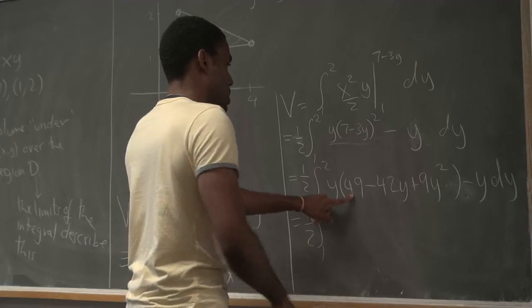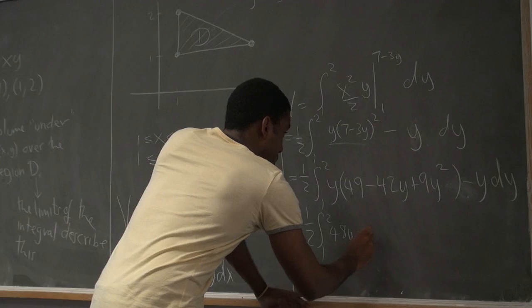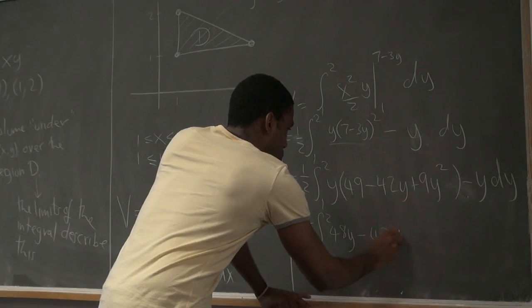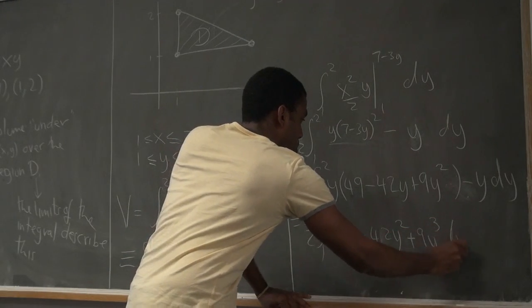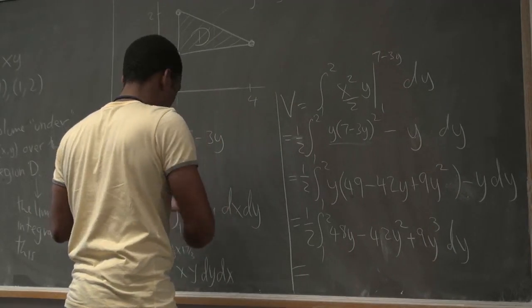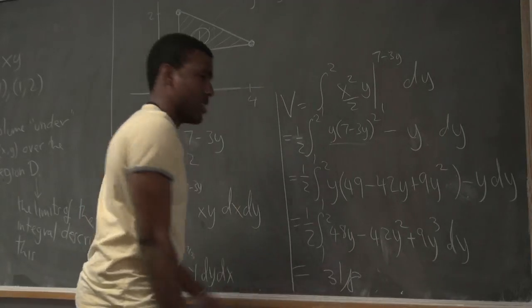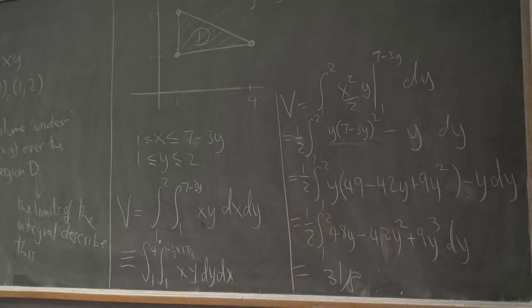So this is going to be 49y minus y, that's 48y minus 42y squared plus 9y cubed. And what was the answer for that? 31/8. It's Calc 2. Got 1 even.